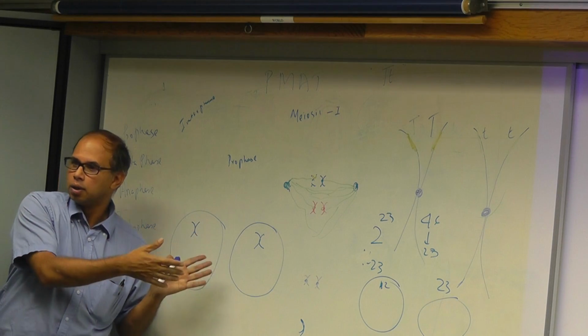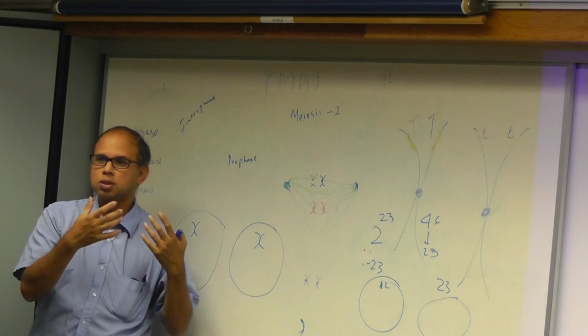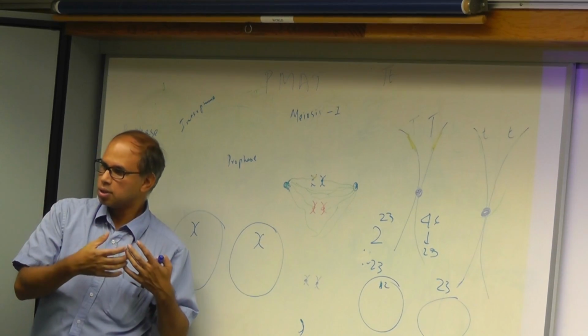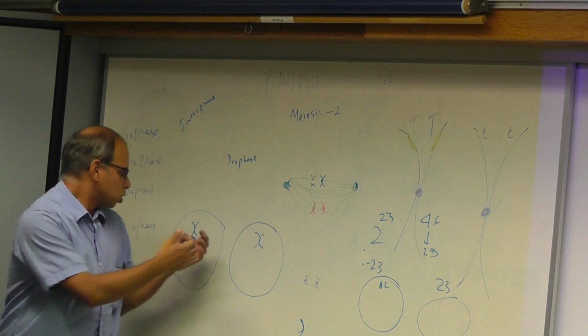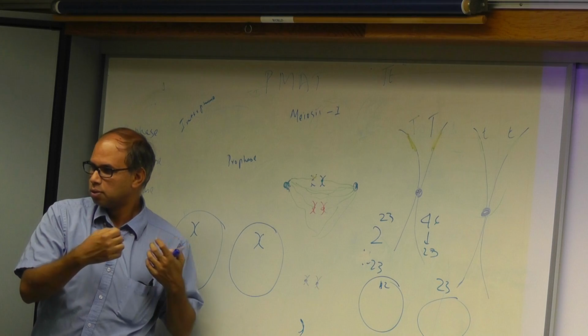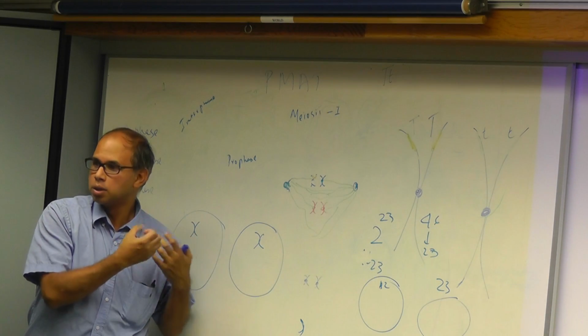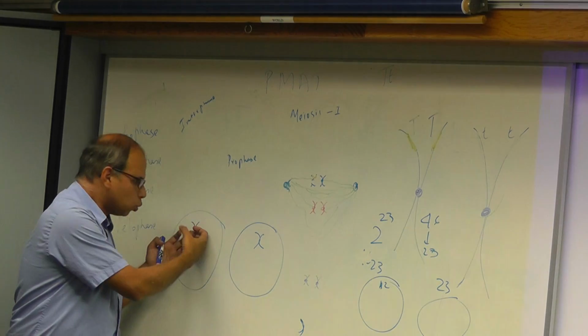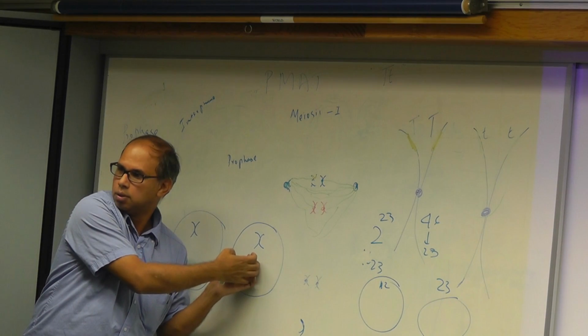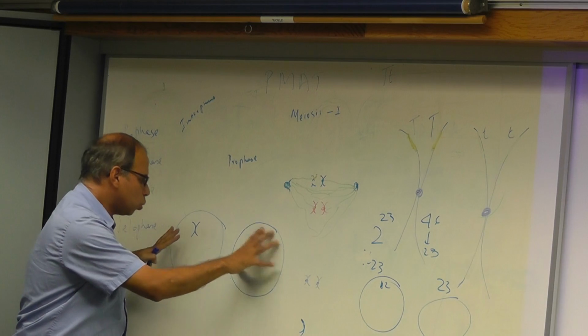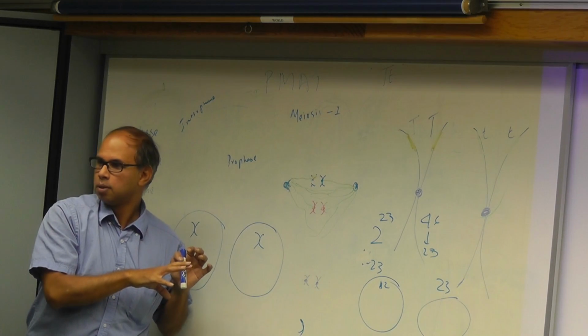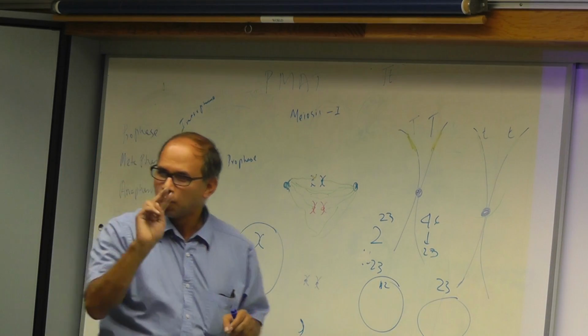Two each are identical, right? Because the second phase was just like mitosis. You just pulled the sister chromatids out and you got this final end result. So these two are identical, these two are identical. But these two and these two are different. Because of what two things?